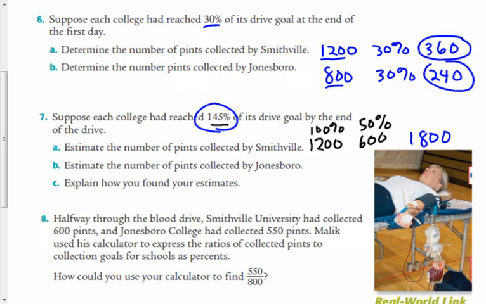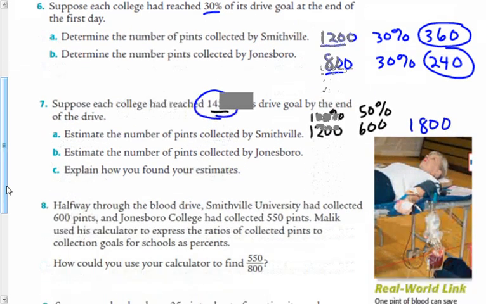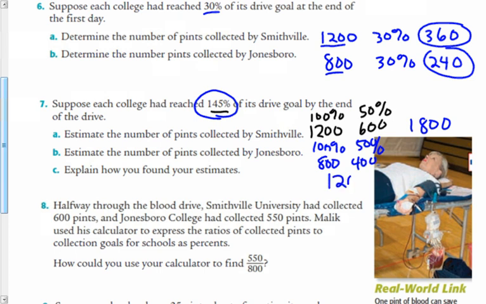And then Jonesboro. Jonesboro wanted to collect, I believe it was 800. So 100% of 800 is 800. 50% of that would be half of that, which is 400. So 800 and 400 is 1,200. And you can see how we got our estimates there.